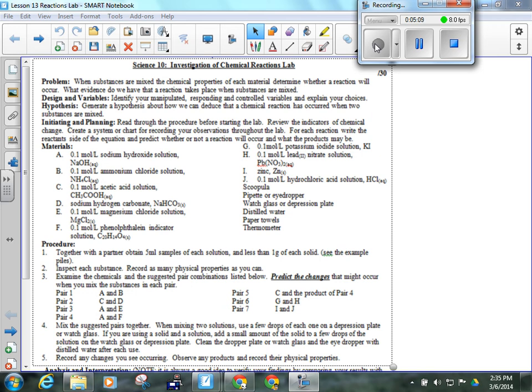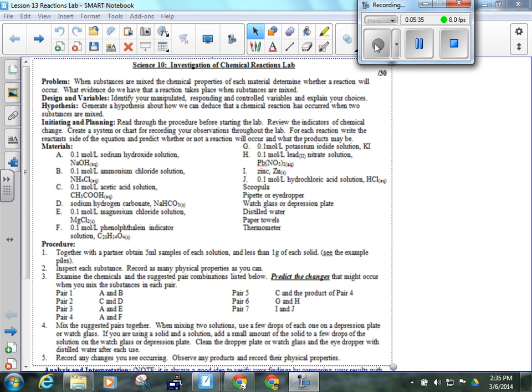Now, each unknown has either a spatula in it or it has several eyedroppers in it. The eyedroppers are labeled. That means you must make sure your eyedropper gets back in the right container. So make sure it matches what it says on the eyedropper. Now, they don't always stay on there. They get rubbed off with people's fingers, but we do our best to make sure that they always get back in the right place.